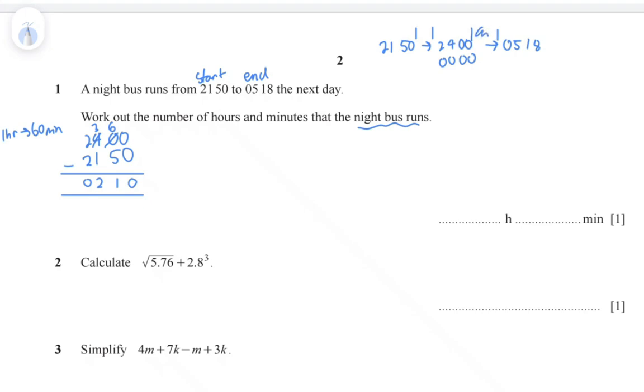Now finding the second duration, we will take the ending time of 5:18 minus midnight, written as 0000, and we can easily see how it will be 5 hours and 18 minutes. To then find the total time, we will add both of these durations together, giving us a total of 7 hours and 28 minutes.